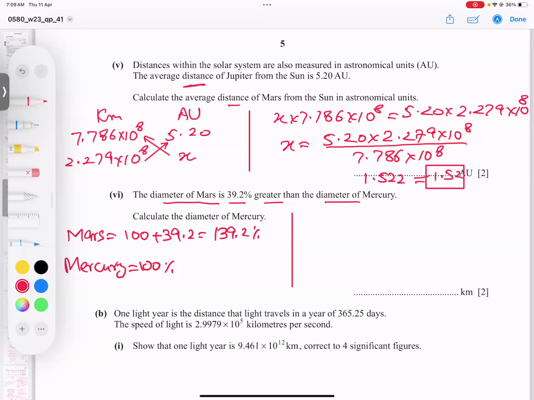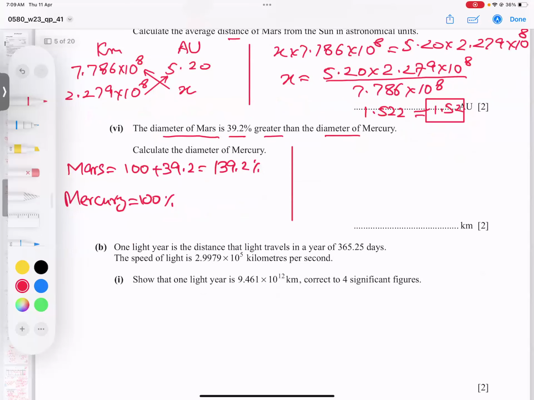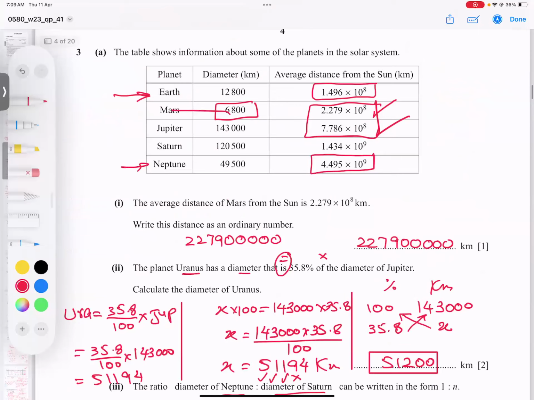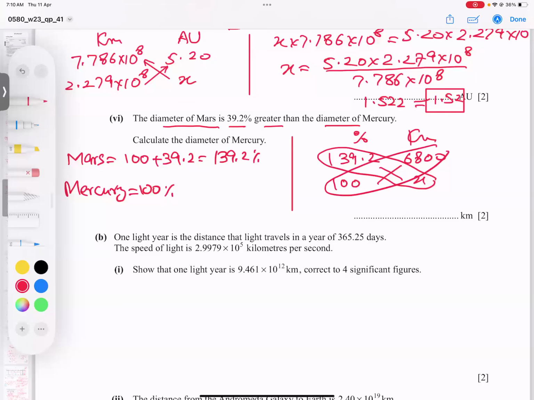And let's see now the diameter of Mercury and Mars. Mars is 6800 here, and Mercury is what we need. So once again, I'm writing percentage here and kilometers here. I'm writing Mars kilometers as 6800, and I keep this and the Mars percentage in front of each other. So 139.2, and I want to find the equal of what? So this is a cross multiply. X multiplies with this and this multiplies with that, and then I will divide it. I'm just showing directly this time. So 6800 into 100, divided by 139.2. I hope you got my point.